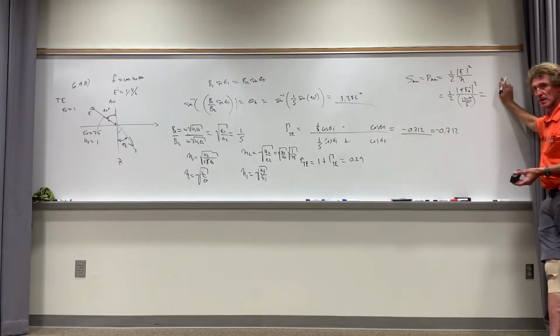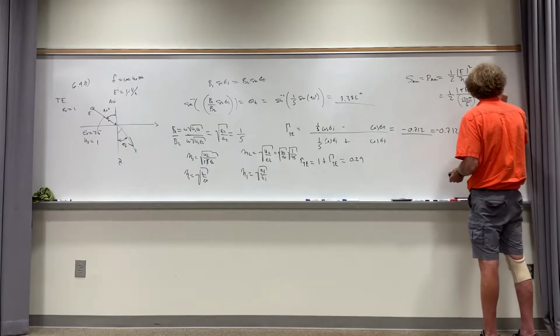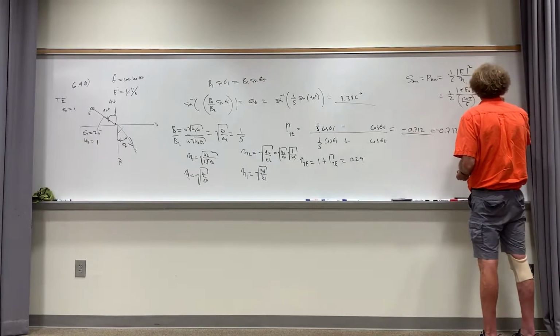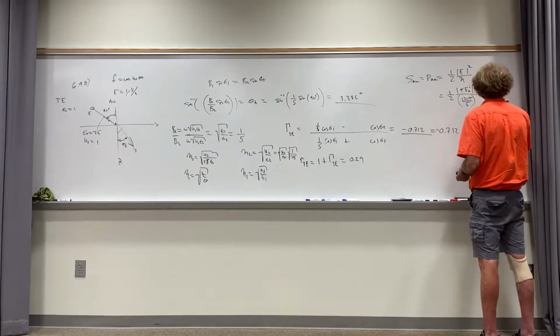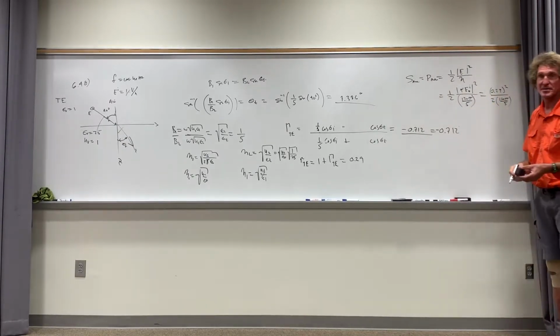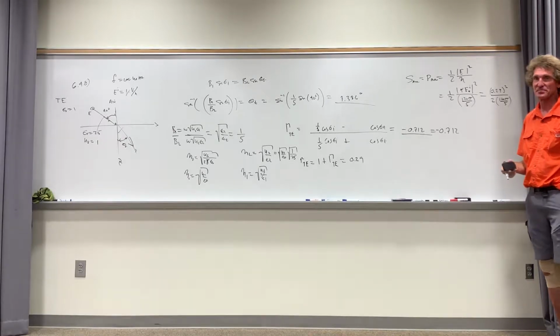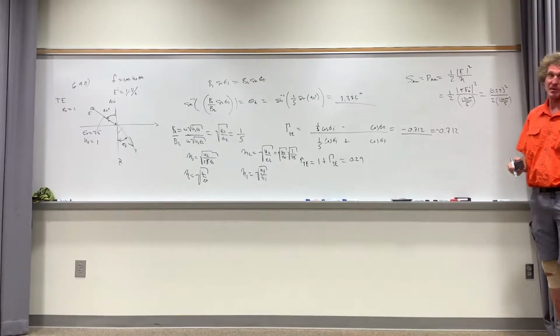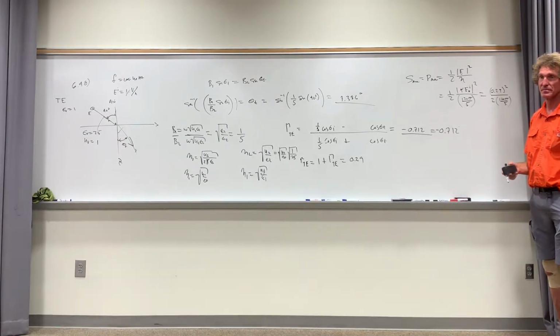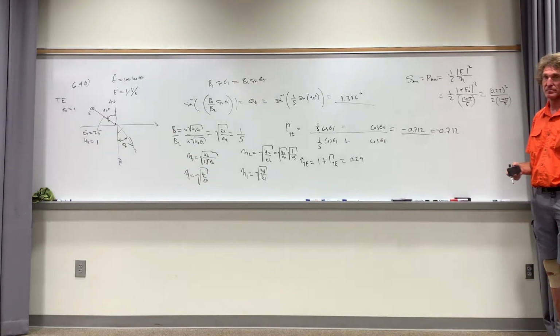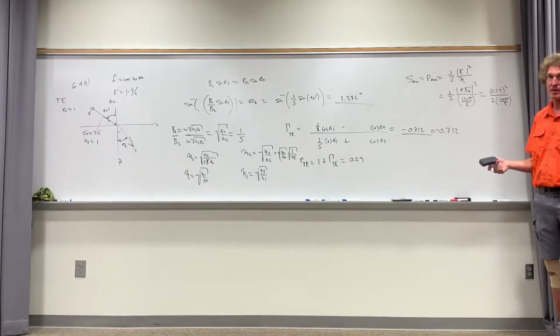Do you follow me? Since E naught is 1, it's tau squared, which is 0.29 squared. We might as well do this one. 0.29 squared over 2, and then it's 120 pi over 5, and I don't know what that is. Anybody? Y'all see what I'm doing here, right?